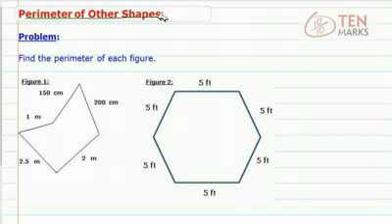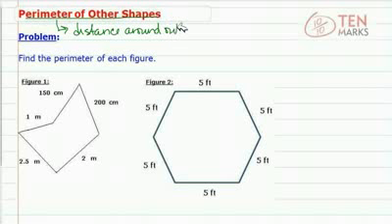Perimeter of other shapes. So, before we begin, let's talk about the perimeter. Remember that a perimeter is the distance around the outside of a closed shape.